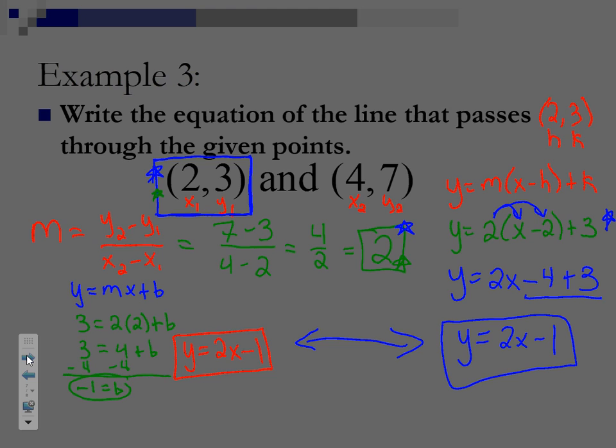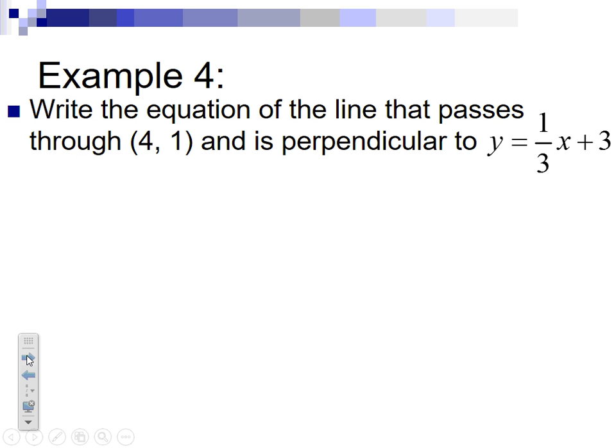All right, last example. Woo woo! So we're going to write an equation of a line that passes through the point 4, 1 and is perpendicular to the line y equals 1/3 x plus 3. Now here's a word we really need to pay attention to, perpendicular. That means our slopes are opposite reciprocals.